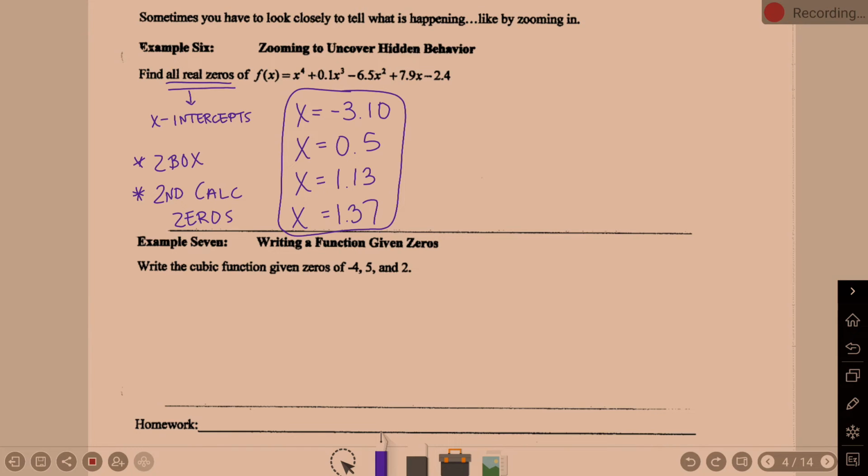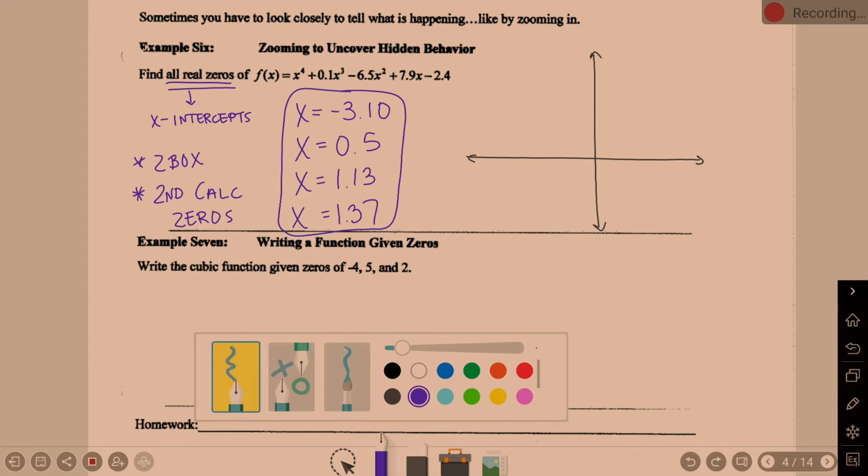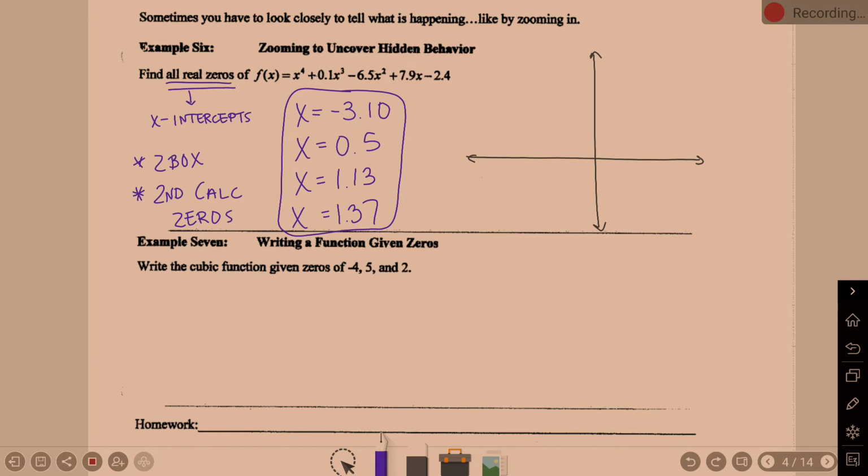The other thing I'm going to graph on here, just real quick, so I have it in my notes, is an example of what the graph looked like. I probably should have done this sooner. It went down, it did something like this, and it kind of did something like that, right? So we had -3.1. This is not drawn to scale, I'm sure. 0.5, 1.13, and 1.37 for my zeros.